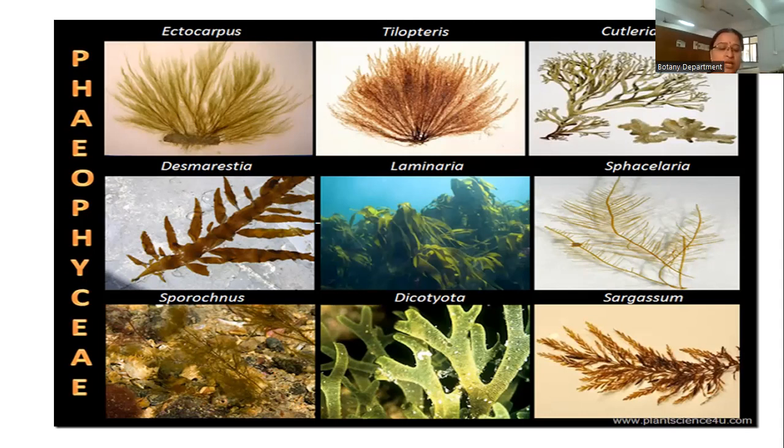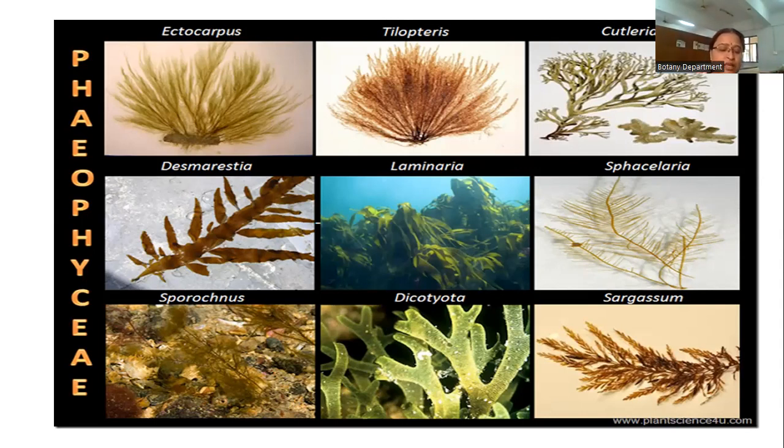Next, what type of reserve food material is there? Starch is very common, but in this class the reserve food materials are laminarin starch, mannitol alcohol, and lipids. Laminarin starch is present, mannitol alcohols are also present in this class, and lipids are also present. These are the reserve food materials in the class Phaeophyceae members.